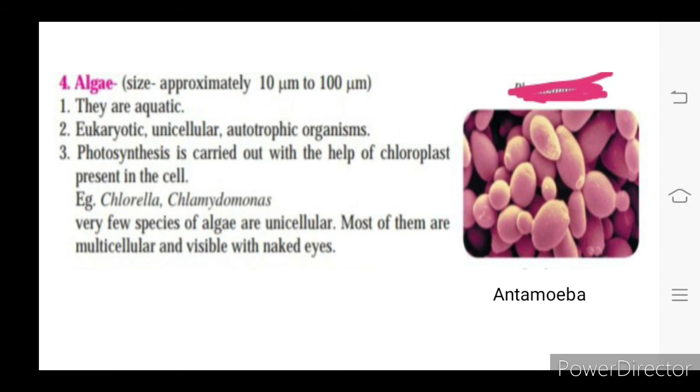Very few species of algae are unicellular. Most of them are multicellular and they are easily visible with our naked eyes.